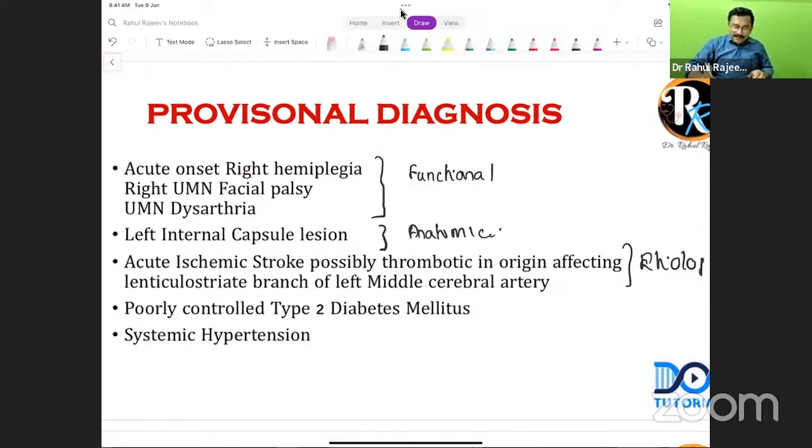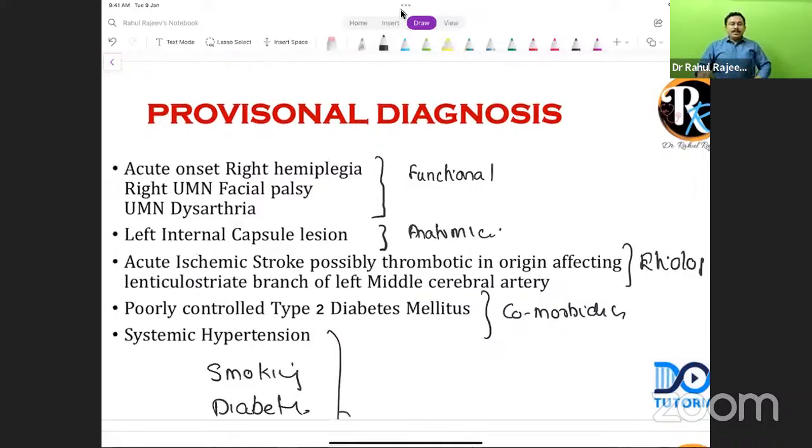That is the etiology. And finally, comorbidities. Poorly controlled type 2 diabetes mellitus, systemic hypertension. If the patient had some smoking history, you can write that as well. This is how you will write the diagnosis. Remember, it's a process, and you learn it through practice. And if you write a beautiful diagnosis, the examiner will be very much impressed.